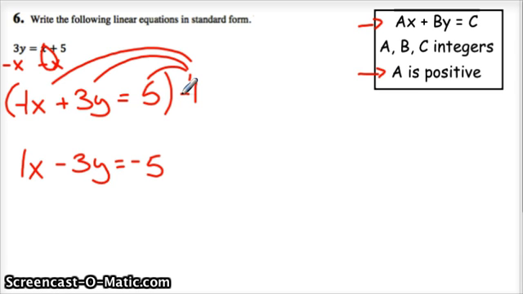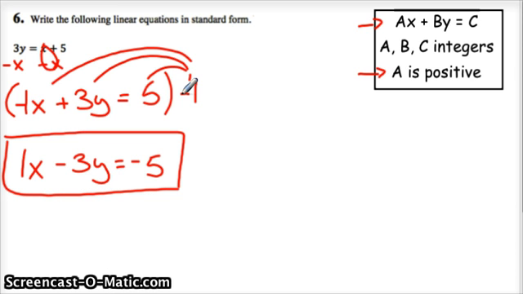Taking a look at my equation now, I have 1x minus 3y equals negative 5. We're in the right form. We have an ax plus by equals c pattern. Next thing is our coefficients, our integers, are 1, negative 3, and negative 5. Those are all integers. And lastly, a is indeed positive. So my final solution is 1x, or just x minus 3y equals negative 5.